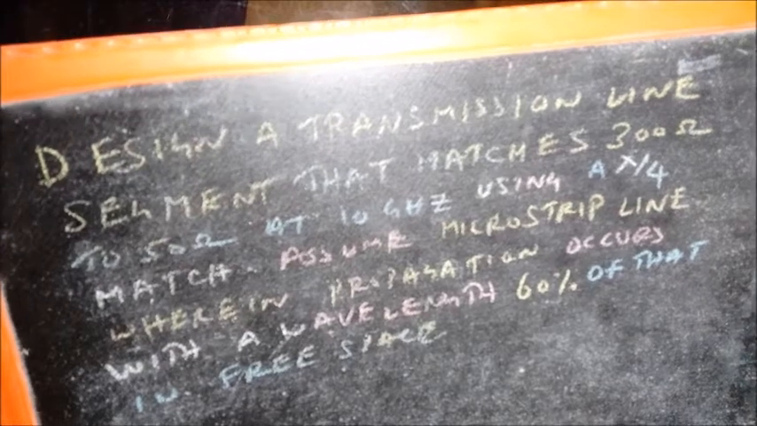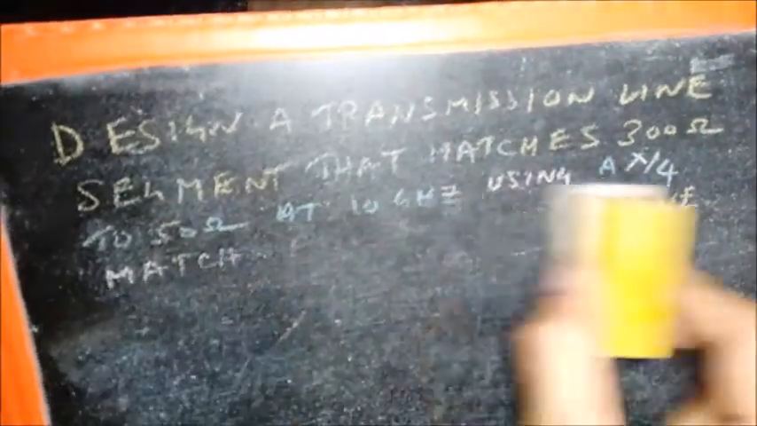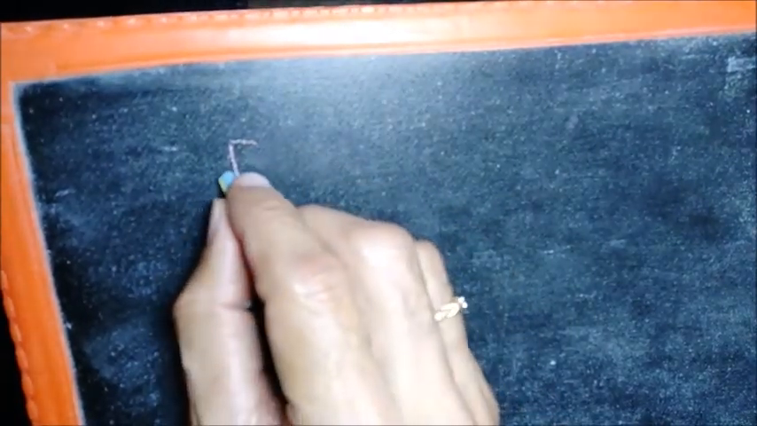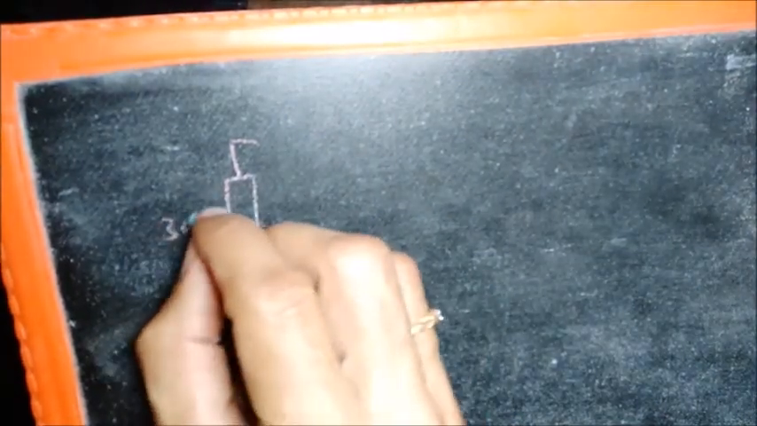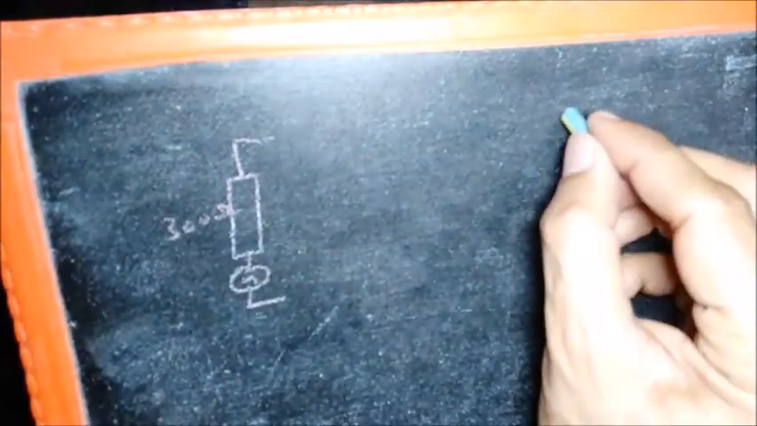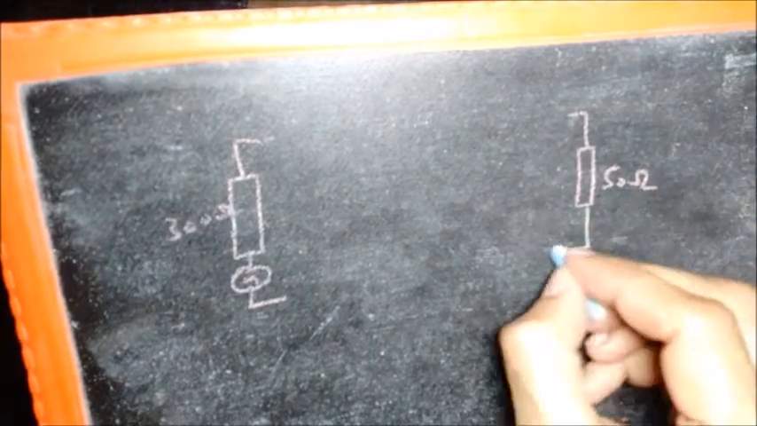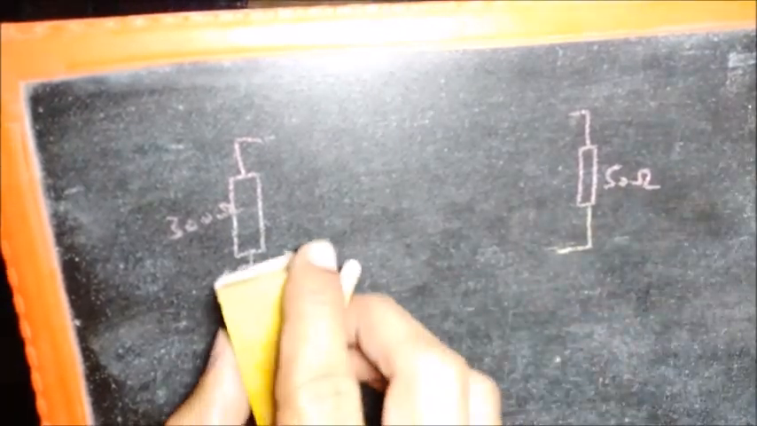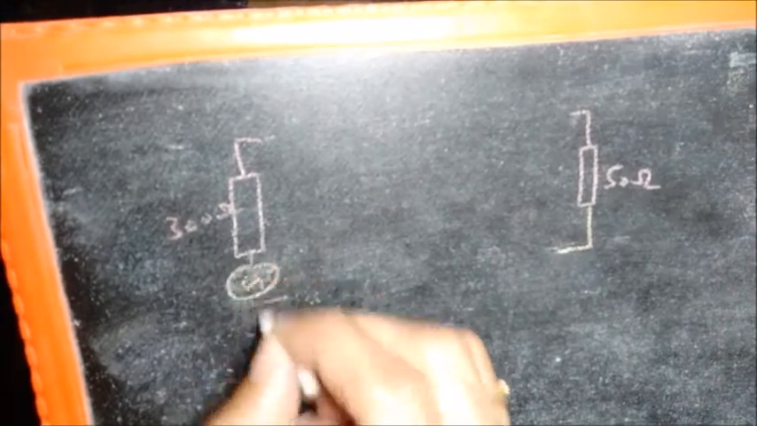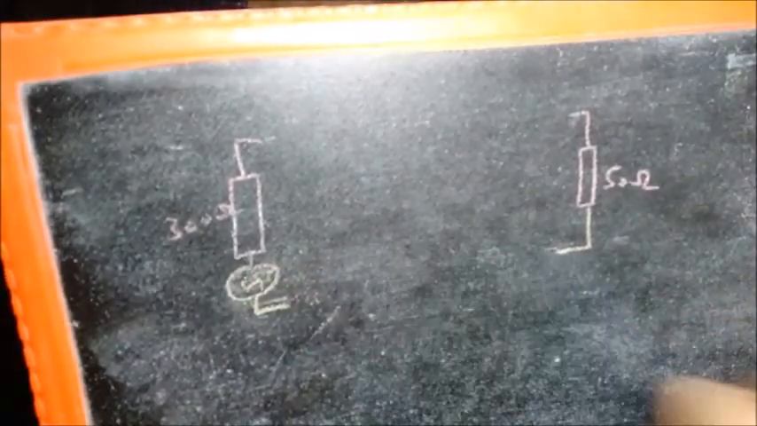So let us solve this. This is a fairly simple question. So our situation, from the given statement, we can develop this model. We have 300 ohms and maybe a source here, and there is 50 ohm, which could be the load, or it can be the other way also. That is, the source is of 50 ohms, load is 300 ohms. We have a situation like this.